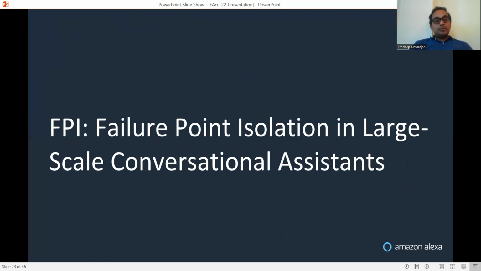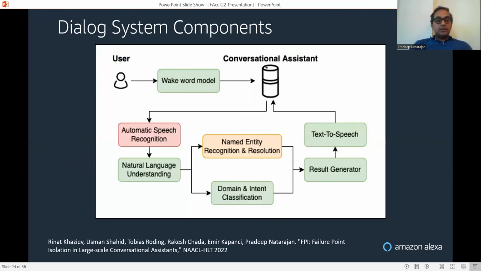So the next problem we looked at is failure point isolation. Here, going back to the figure I originally showed on the multi-stage pipeline we use to process every utterance, the goal of our work is to identify which of these modules failed first when we see an erroneous response by Alexa, and then dig deeper into the problems that caused that failure.